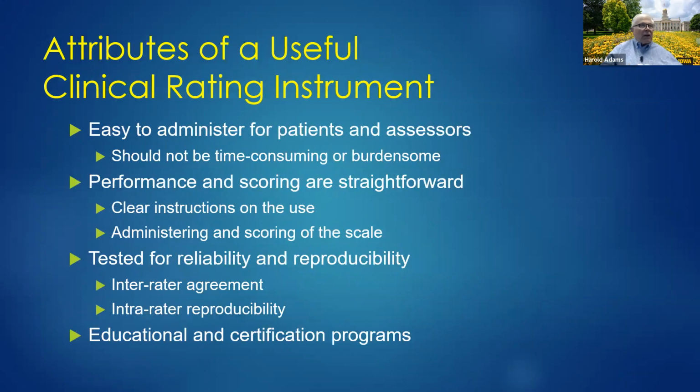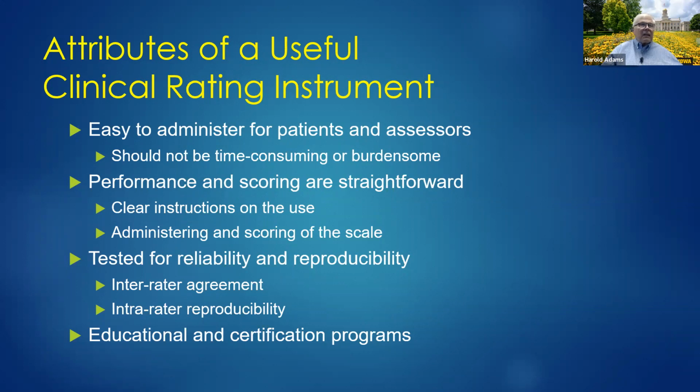Now, what are the attributes of a useful clinical rating instrument? It has to be easy to use. It should not be time-consuming or burdensome for either the patient or the assessor. One of the scales I'm going to mention later on is the Fugl-Meyer score. We tested it here at Iowa. It took 45 minutes for the coordinator to administer. By the end of the 45 minutes, neither the coordinator nor the patient were very willing to do it again.